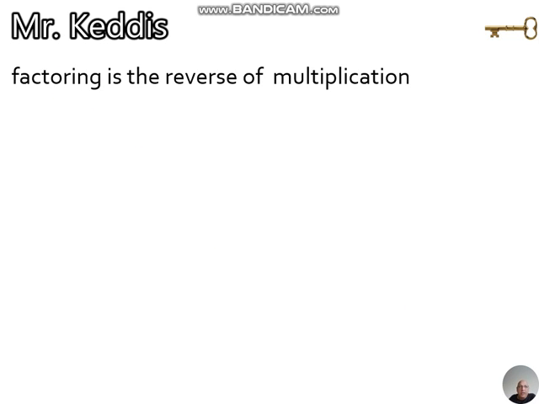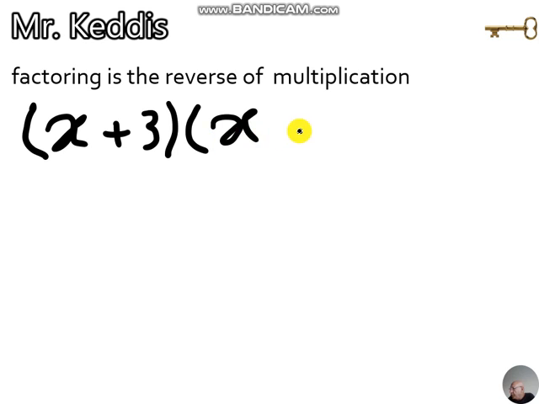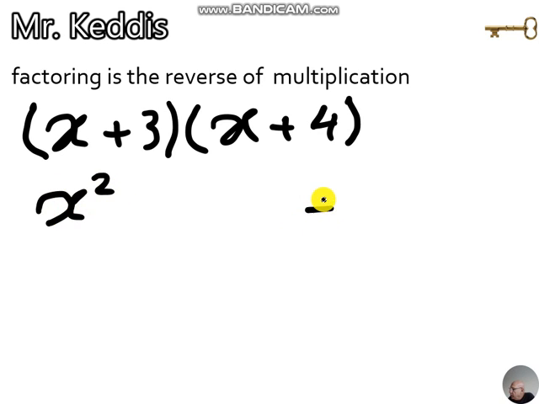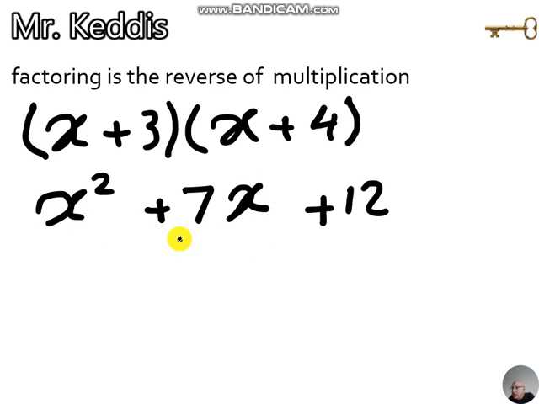When I multiply two binomials, x plus 3 times x plus 4, I get the trinomial x squared plus 7x plus 12, where the middle term became 7x. If I ask you to factor this trinomial, you're going to factor it back into two binomials, x plus 3 times x plus 4.